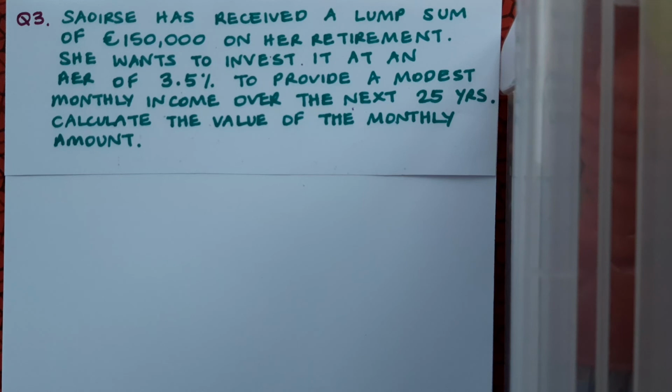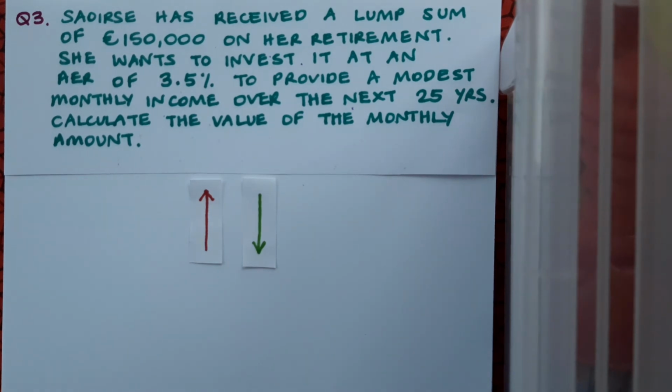So again, Saoirse is putting money into an investment and it's going to start gaining interest as time goes by. So as a result of this, its value is increasing. But she's also going to be making those monthly withdrawals. And this is going to decrease the value of her investment up until the point at 25 years' time in the future where there's nothing left in the account. So again, up, down, that's amortisation.